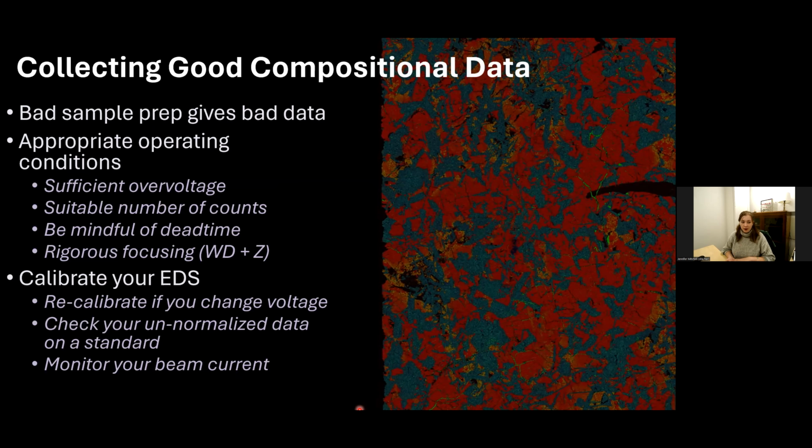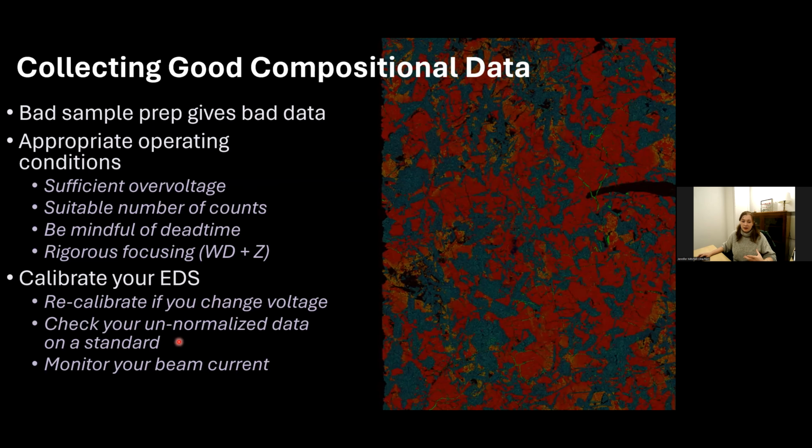Making sure you've got appropriate operating conditions, so a sufficient overvoltage to measure the elements that you want, you've got enough counts to measure, keeping an eye on dead time, and really rigorous focusing, making sure your Z height is correct, making sure your working distance is correct, and making sure they're correct for the particular instrument that you're using, because it will vary between detector setups. Make sure you calibrate your EDS.